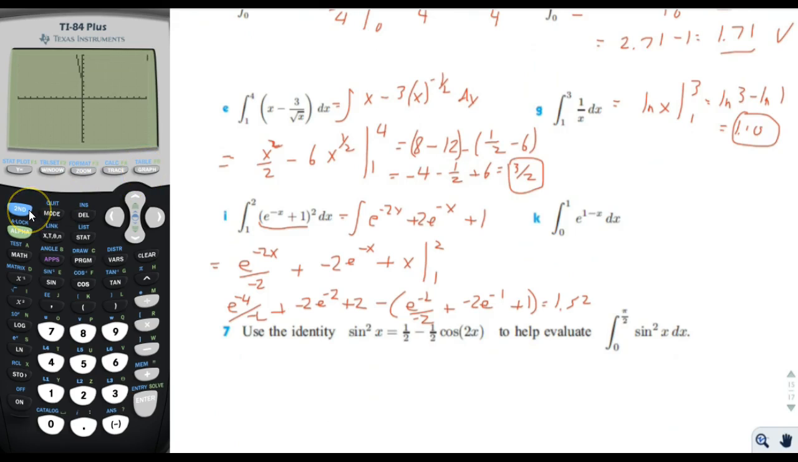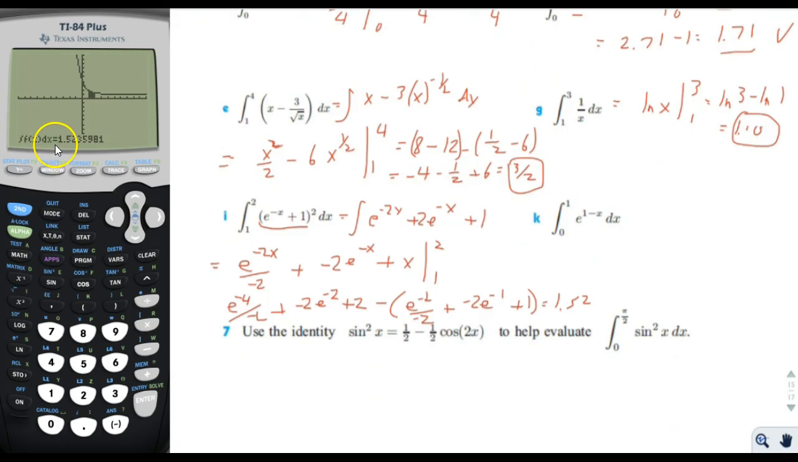Okay. And then I'm going to do a second calc, option 7, and my limits are going to be 1 and 2. Lower limit 1, upper limit 2.